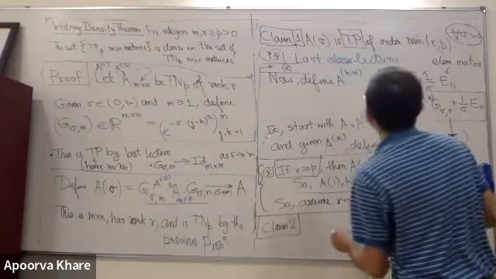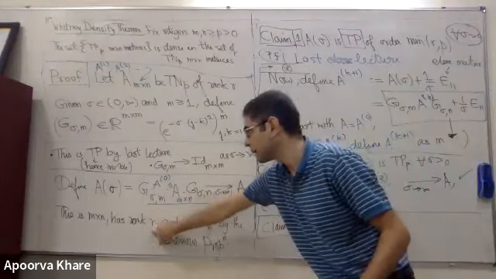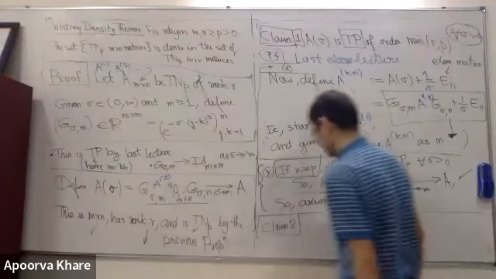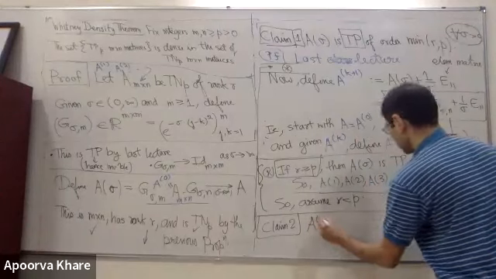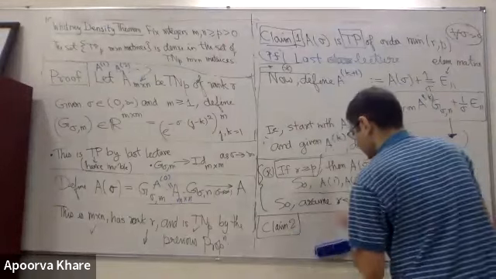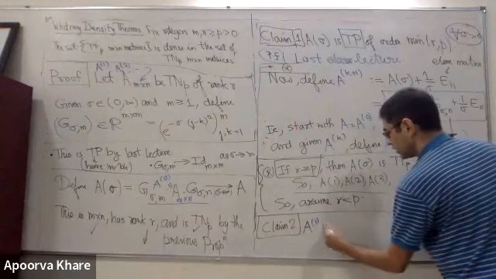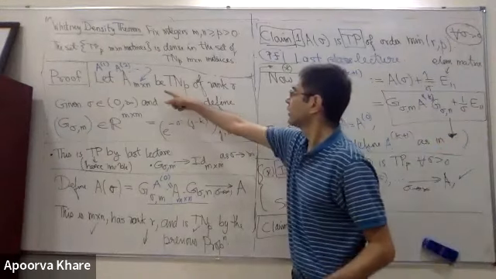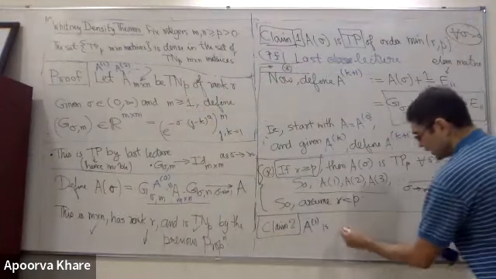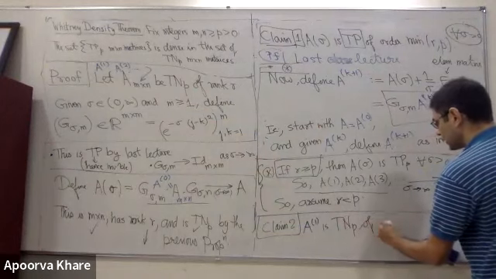The claim now is that A of 1 is still TNP. It is still M cross N. But the rank is what changes. This is correct. This is not. Sorry, I should have called it A1 in blue. So A of 0 was TNP of rank R and M cross N. A of 1 is M cross N still, of course. It is still TNP, but now the rank has changed.